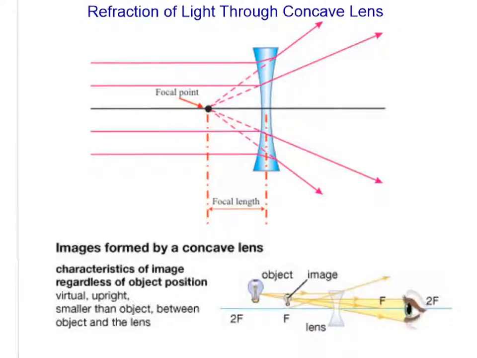Now let's take a look at the refraction of light through a concave lens. Here is our concave lens, and you can see that the light rays will hit that concave lens and light will be refracted out. The light does not converge to a focal point in this case. In this case, the focal point is actually on the same side of the lens as the incoming light rays. And so images are always virtual for a concave lens. They're virtual and they're going to always be on the same side as the object, and they will always be upright and smaller than the object.